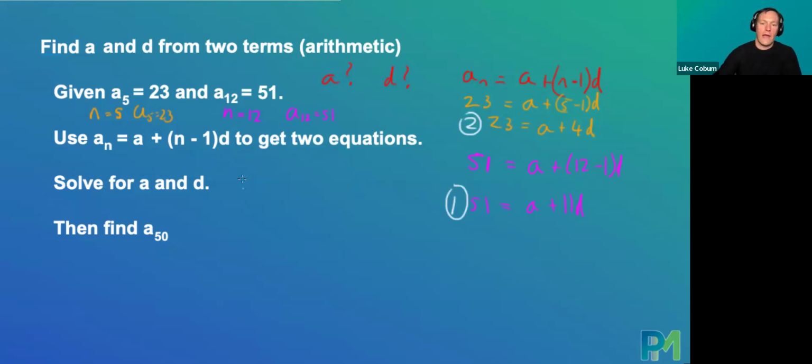And I'm going to rewrite this as A plus 4D. No, I'm going to write equation 1 first. A plus 11D is equal to 51. And the second one, A plus 4D is equal to 23.